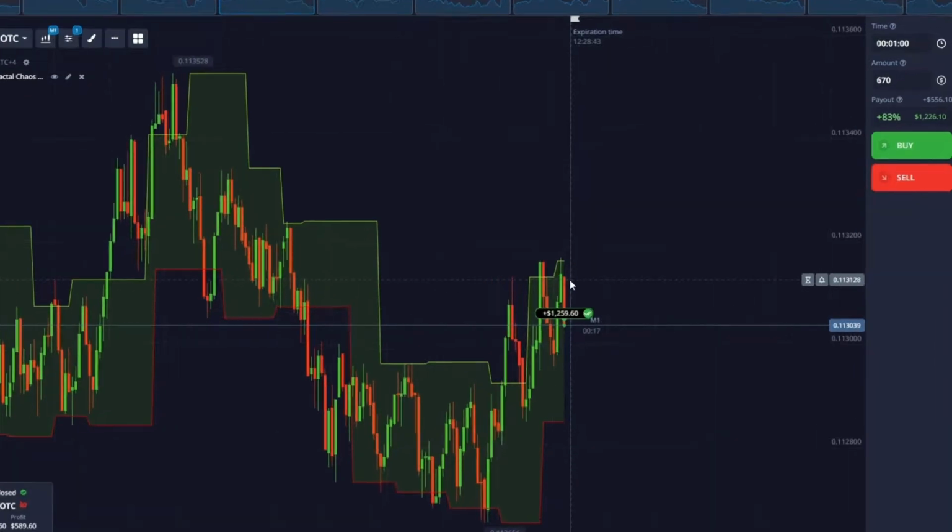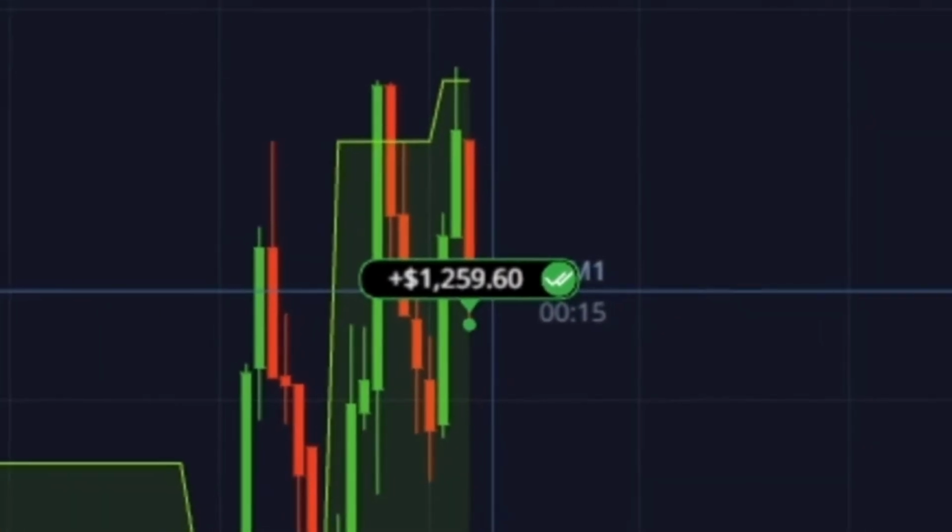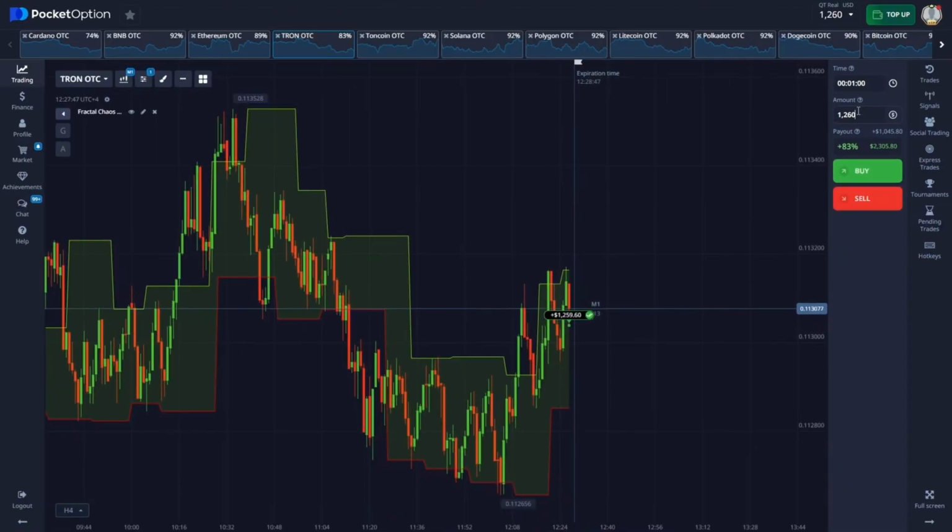Okay, looks like a good win. Yes, I won another trade, so now my balance has turned into $1,260. Let's find a trade for $1,260. This is the simplest indicator.